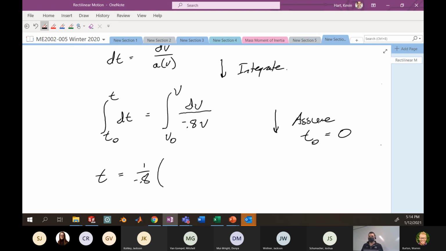Integral of 1 on x dx? Natural log of x. Natural log. Got it in the chat. You guys too slow here in person. Too slow. All right. Natural log.